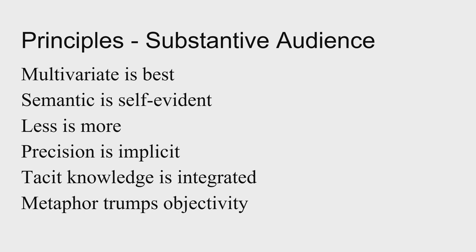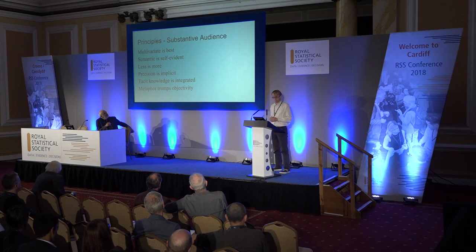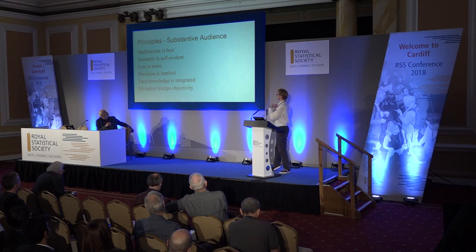To present something multivariate is best, because if you have a univariate presentation, you just get judgmental about who is good, who is bad. It's a league table, however you look at it. Whereas if you have more than one dimension, there's a pattern there to think about rather than a judgment of what is high and low and what you feel about that. But you present a semantic, the message.